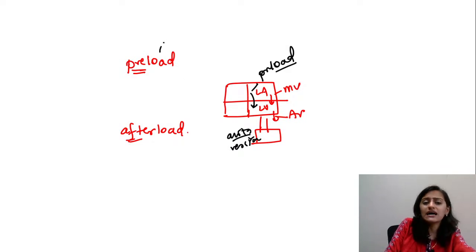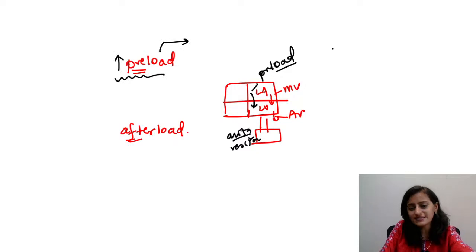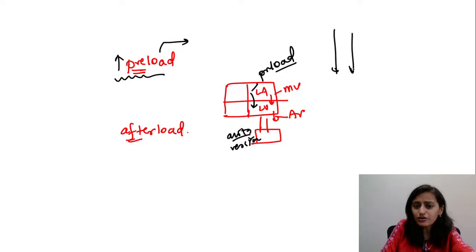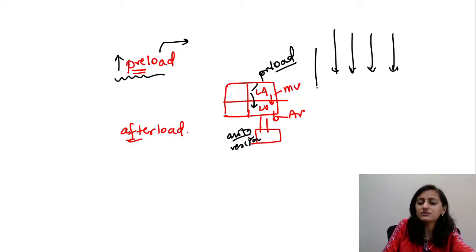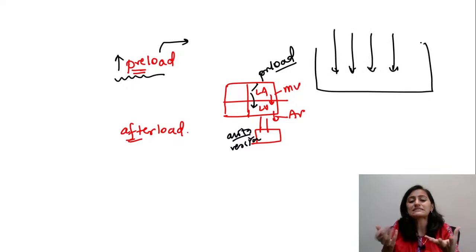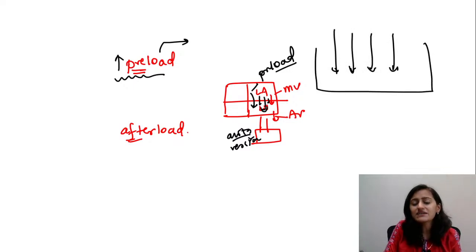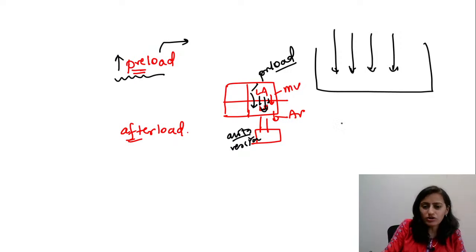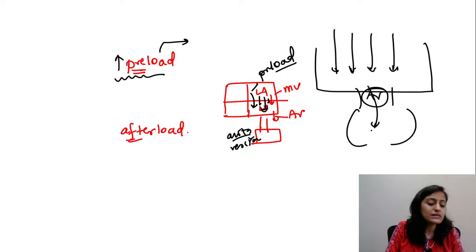So when the preload increases, that means a lot of blood is coming into the left ventricle. That means the left ventricle is receiving a lot of blood from the left atrium. That is the increase in preload. If the inflow is more, then when I open this tap, that is the aortic valve, the amount going into the aorta will also be more.